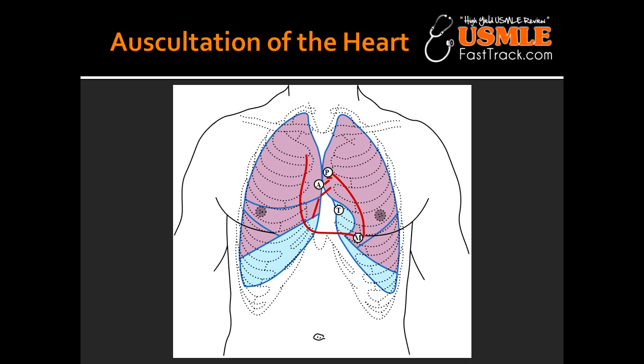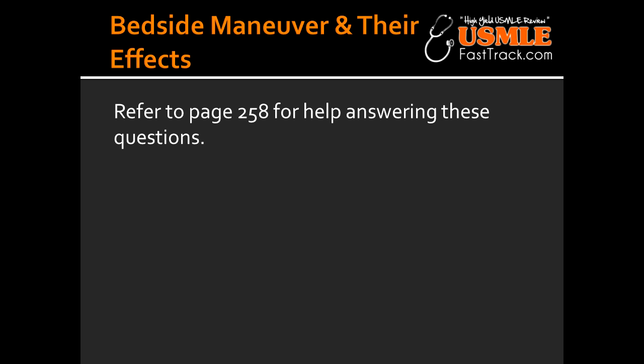What is the best area where the machine-like murmur of a PDA can be heard? The best area for this is the left infraclavicular region. Bedside maneuvers and their effect on the heart sounds. What effect does inspiration have on heart sounds? Inspiration increases the intensity of the right heart sounds. What effect does expiration have on heart sounds? Expiration increases intensity of the left heart sounds.